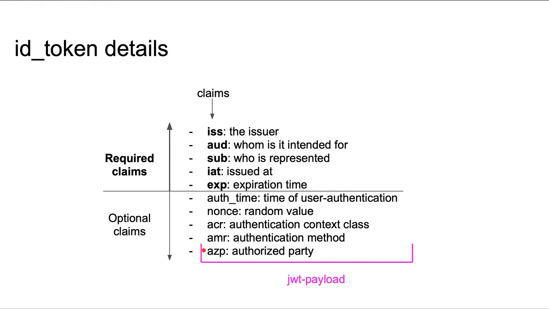And AZP, the authorized party, could be either a matching value of the audience, or it could happen that there's an authorized party who requested this token, but the audience does not only include the authorized party but also others, or the audience doesn't even include any of the AZP values. This is something that you have to look at in your context to make this a useful field.